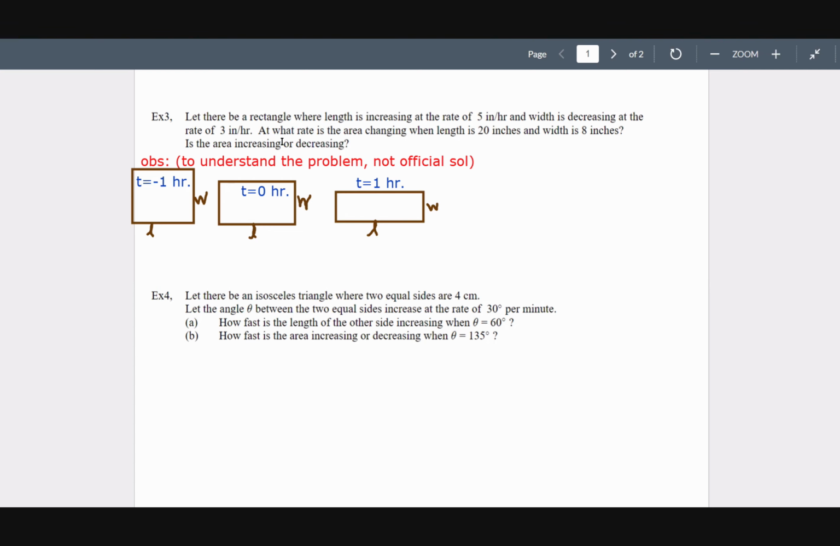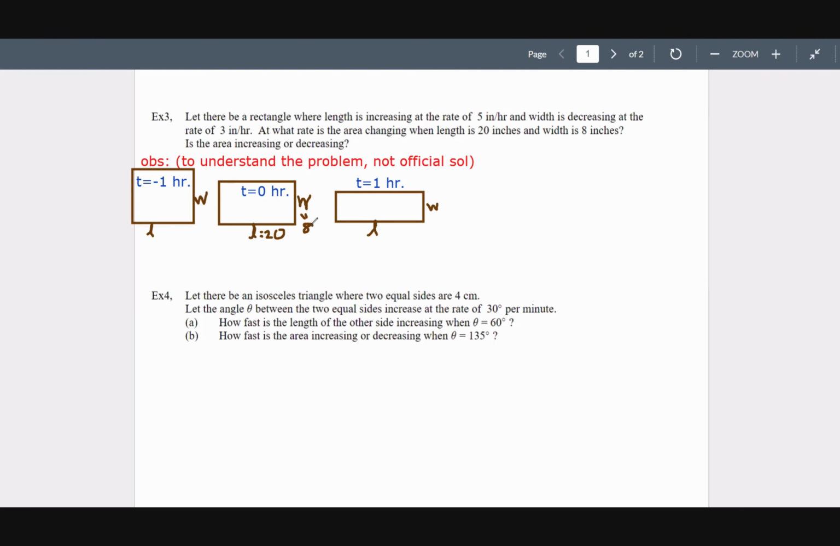Now, at time t equals 0, what is the length? The length is 20. So 20 and 8. Let me write that down. So this side is equal to 20, and this side, the width, is 8.